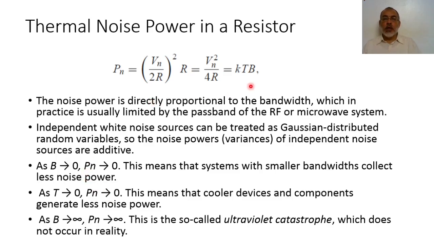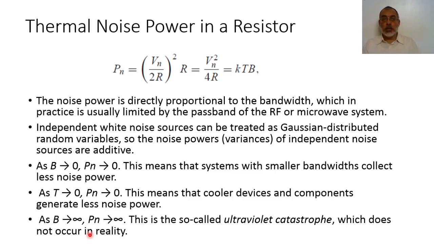On the other hand, if the bandwidth is increasing to infinity, the noise power will be increasing to infinity, and this is actually a non-practical case, and this is known as the ultraviolet catastrophe effect. So if the bandwidth of the system is increasing to infinity, the noise would be increasing to infinity, and this is actually not a practical case, because almost every receiver system or every microwave system has a specific operating bandwidth, which does not occur in reality.